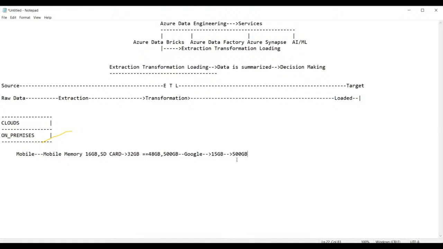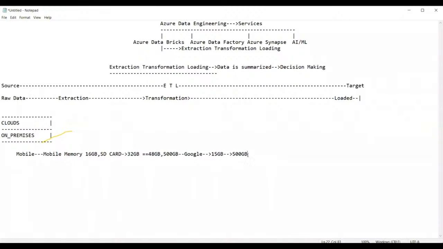Free of cost, or will they charge something for it? They will charge. That means after 15 GB, even if you store 0.1 MB, it is going to charge you. So you can buy the space on Google Drive by paying some cost.